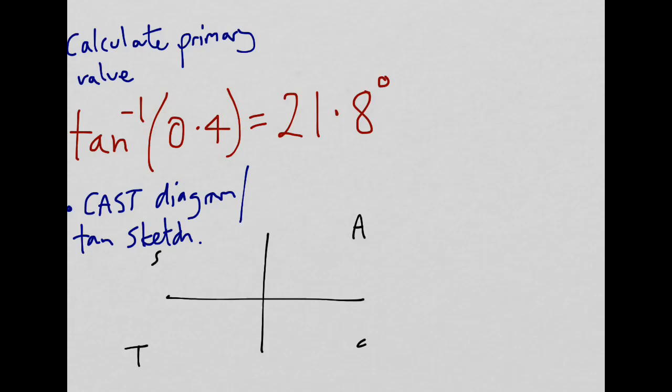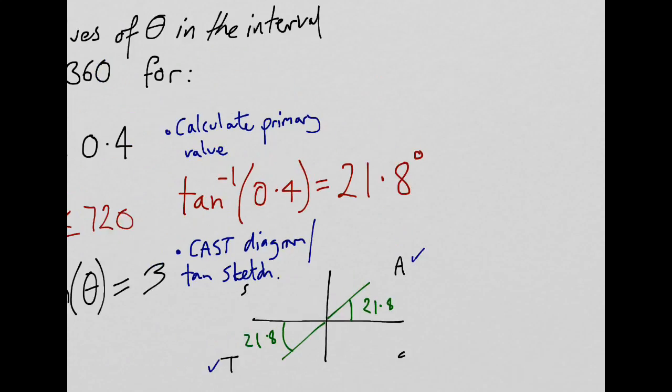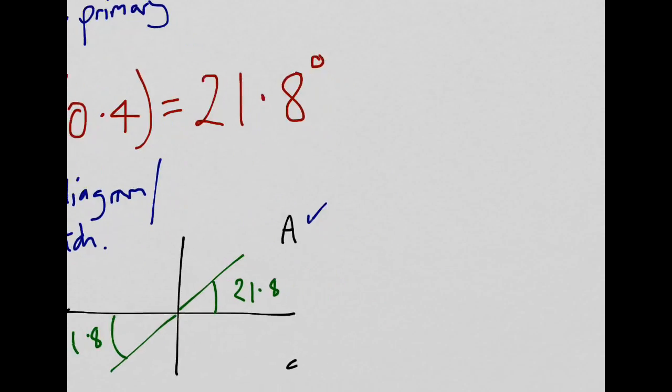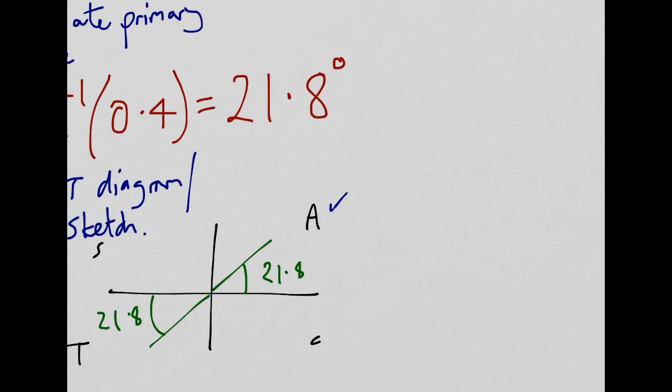So we're going to be in the A or the T regions of our cast diagram. So I put the angle in there and there, always measuring from the x-axis, 21.8 and 21.8 there, and we're looking for angles between 0 and 360. So our first value is going to be 21.8, our second value is going to be 180 plus 21.8, giving us 201.8.